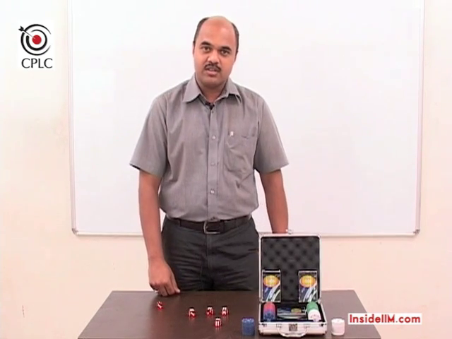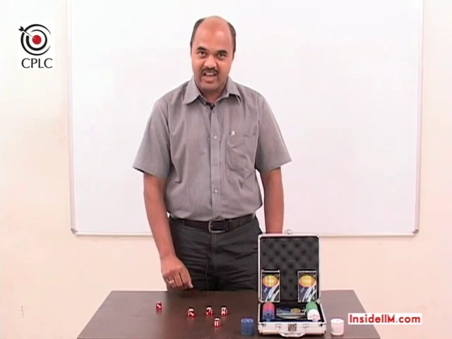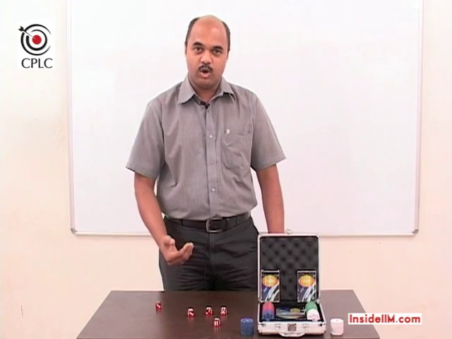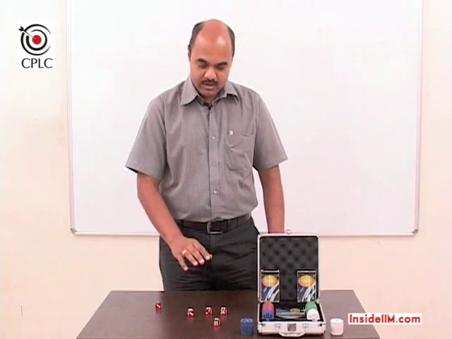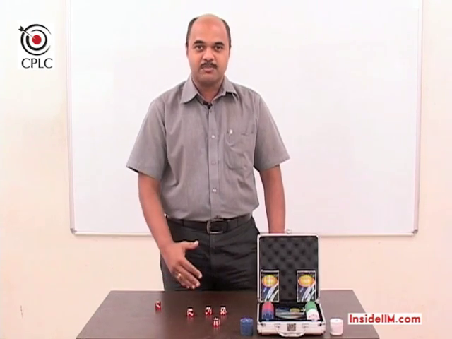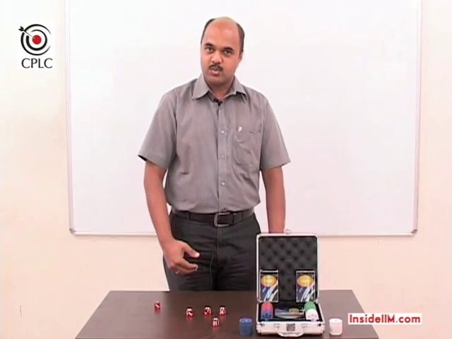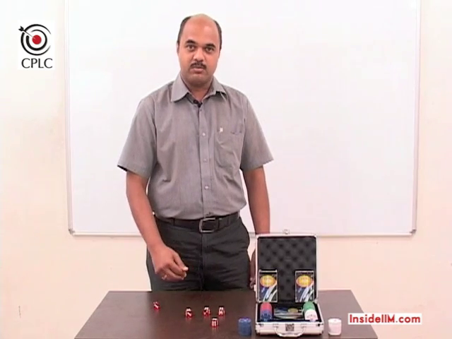The question here is, in how many ways can we get a total of 9 on all these 5 dice put together? I repeat, on rolling 5 dice, in how many ways can we get a total of 9 with all these numbers that are displayed on the dice? We'll come back and answer this question after going through some basic concepts of permutations, combinations, and probability.